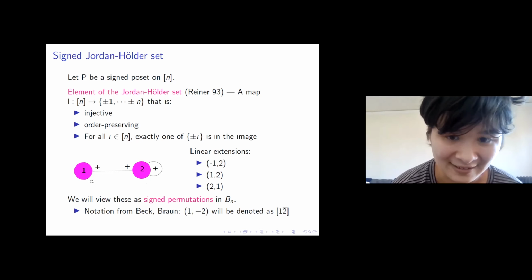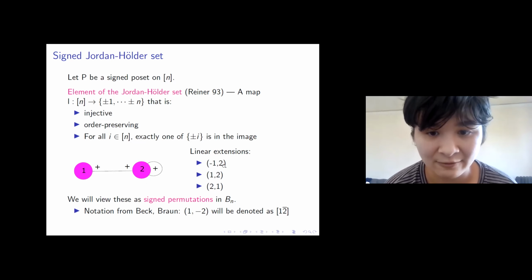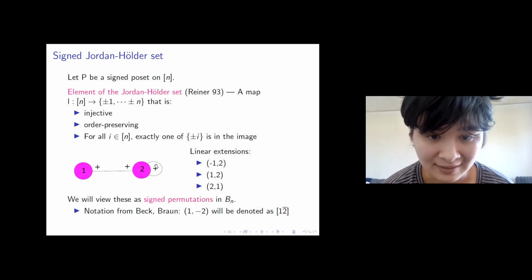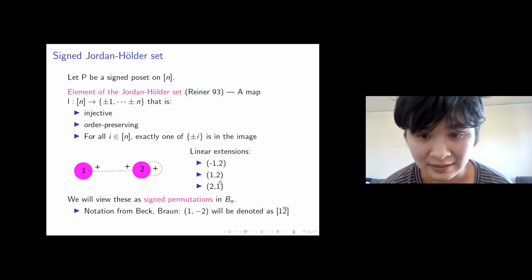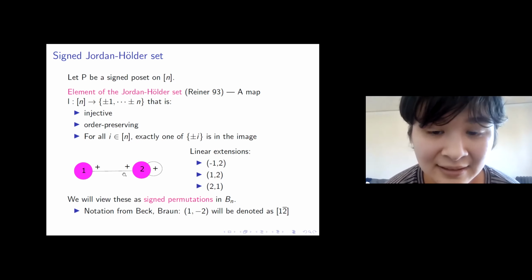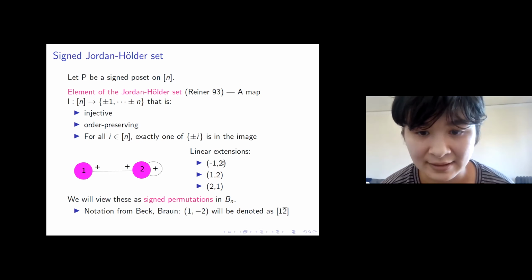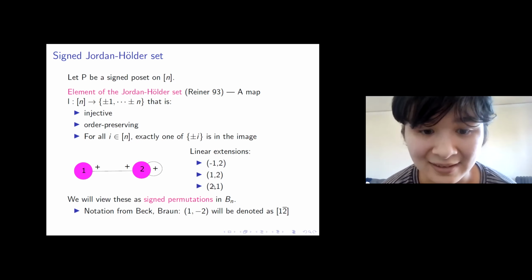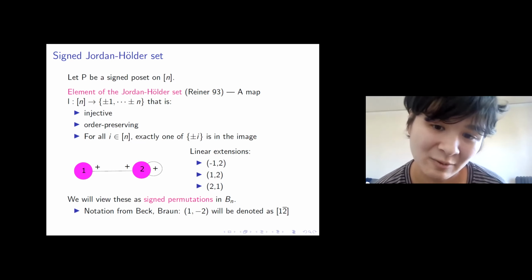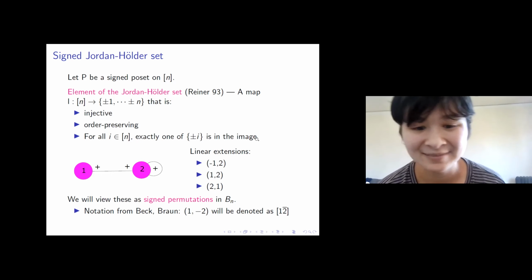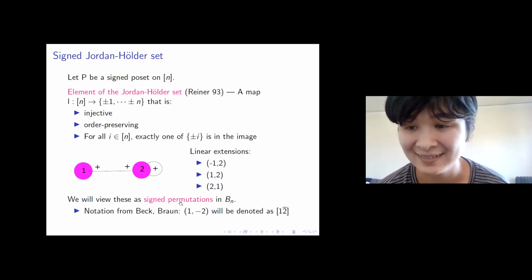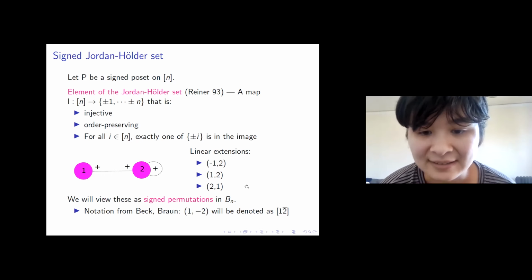So let's see how this works for this example. The linear extensions here are (-1, 2), (1, 2), and (2, 1). And you can see that this plus here means that the second coordinate has to be positive. And then this line here means that if you sum the coordinates, it has to be non-negative. And you can see that all of these satisfy this. And then all of the other points that you could get will not satisfy this. So we're going to view these as signed permutations later, and we'll talk a little bit about what that means.